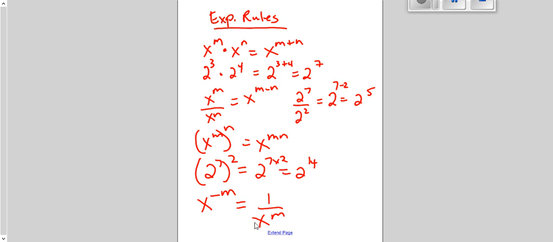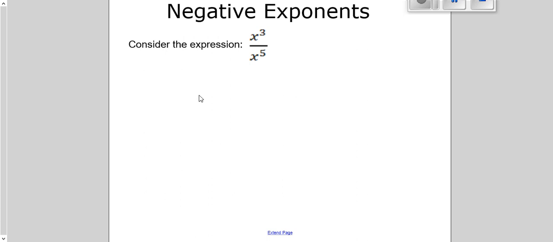Okay, so notice the base doesn't change, it stays the same, but that negative exponent then becomes a positive. Same thing if you had a negative exponent in the denominator, you want to make it positive, it then goes up to the numerator. Okay, so we're going to be moving around some of our exponents in order to make them positive.